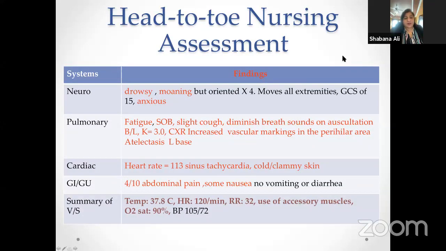Cardiac-wise, as we said, the patient has tachycardia and cold clammy skin. GI-wise, she's complaining of pain 4 out of 10, some nausea, but no vomiting or diarrhea.